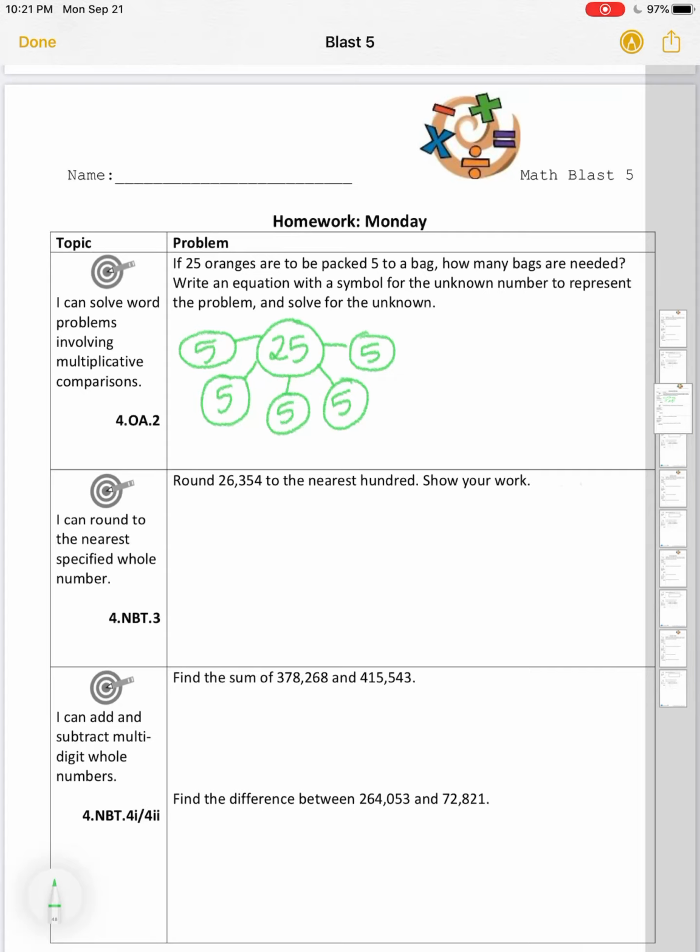Skip counting, I can see I have 5, 10, 15, 20, 25 oranges now packed 5 to a bag. And I'll notice that there are 5 bags. I can represent this with an equation. 25 oranges divided or equally shared into groups of 5 is equal to B, the number of bags. 25 divided by 5 is equal to 5, and so 5 is what B represents. I can say 5 bags are needed.